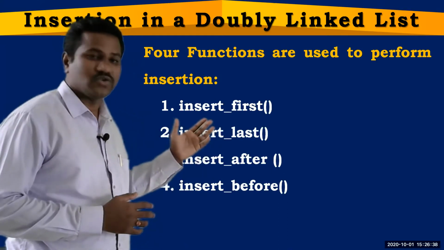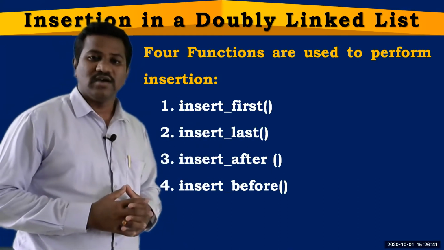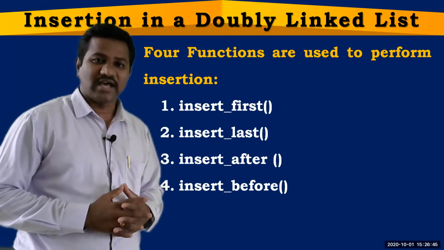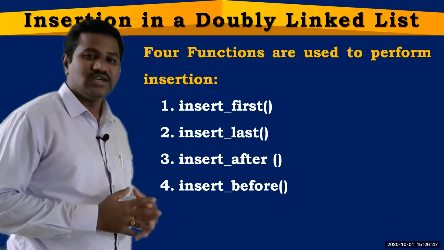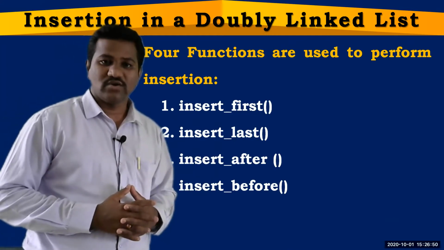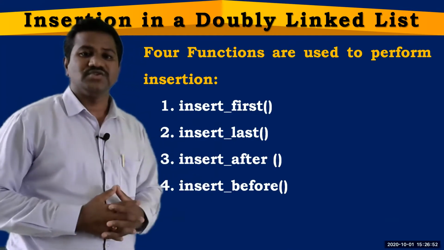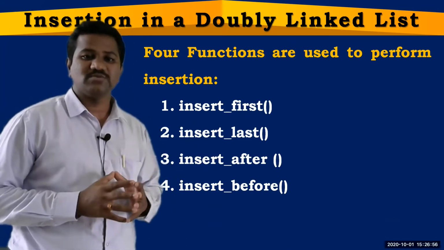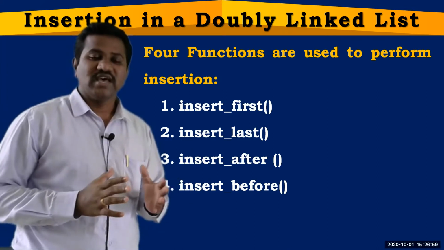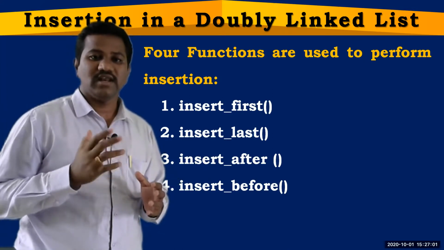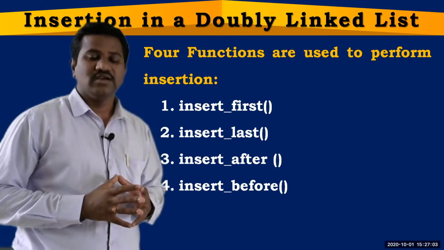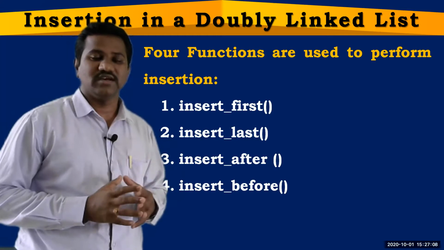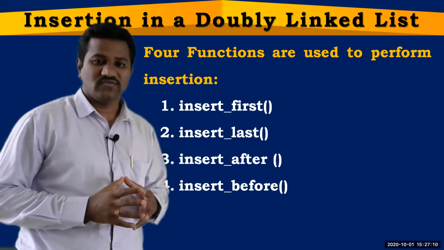One is insert_first, which is used to insert a node as a first node. Insert_last, which is used to insert a node as a last node. Insert_after, which is used to insert a node after a given node. Insert_before, which is used to insert a node before any given node. Like this, insertion operation has been divided into four functions, and these four functions we are implementing in our C program. So let us see one by one function clearly, how we are going to perform inserting a node as a first node.